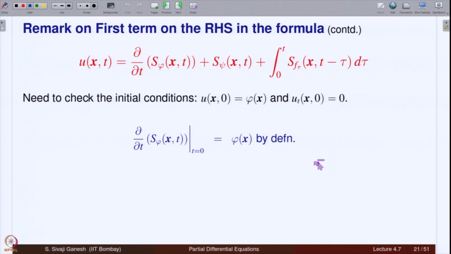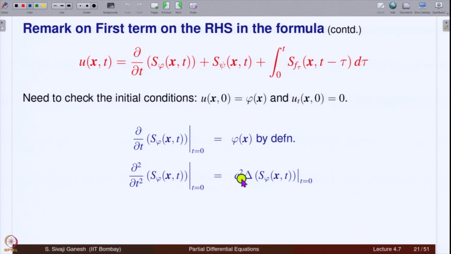Now, we have to check this condition, whether the initial velocity is 0 or not. That means we have to take this term, differentiate it with respect to t, essentially ∂²/∂t² of S phi, and check that it is 0. So, we have to compute ∂²/∂t² of S phi of x, t at t equal to 0. By the equation, because it satisfies the homogeneous wave equation, u_tt equals c² Laplacian u. That is what I have written, but now I will evaluate at t equal to 0, that is why I put t equal to 0 on both sides.